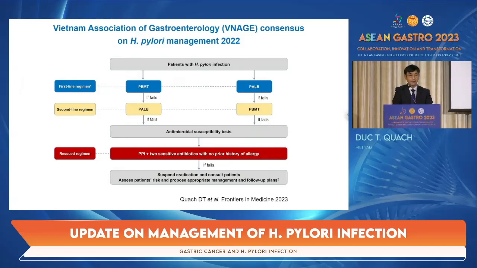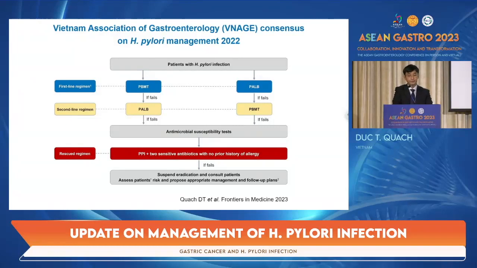If the patient fails to eradicate H. pylori, then we reverse the treatment. We use the same regimens, but in the opposite arm. If we use PPI with levofloxacin, amoxicillin, and bismuth as the first choice, then the second choice should be bismuth quadruple therapy with tetracycline and metronidazole, and vice versa, we use the other regimen.